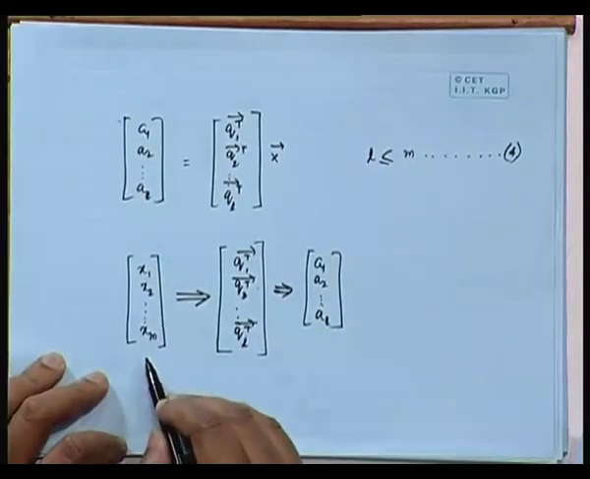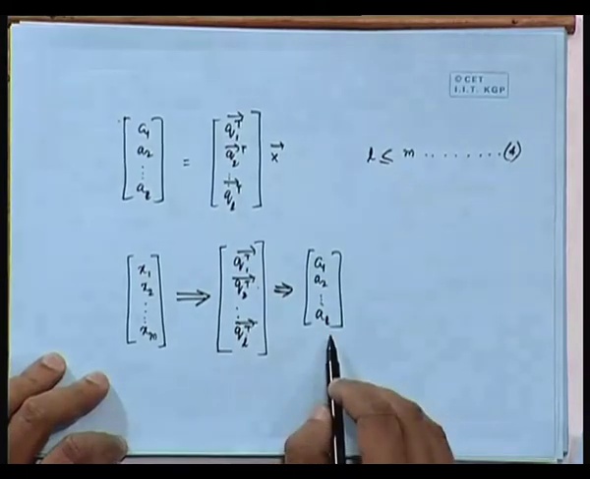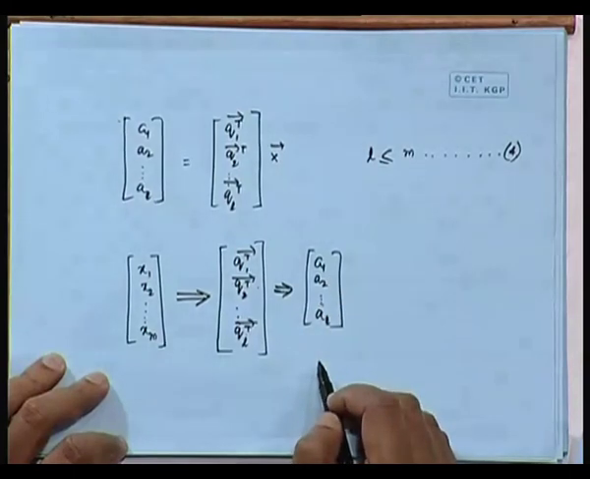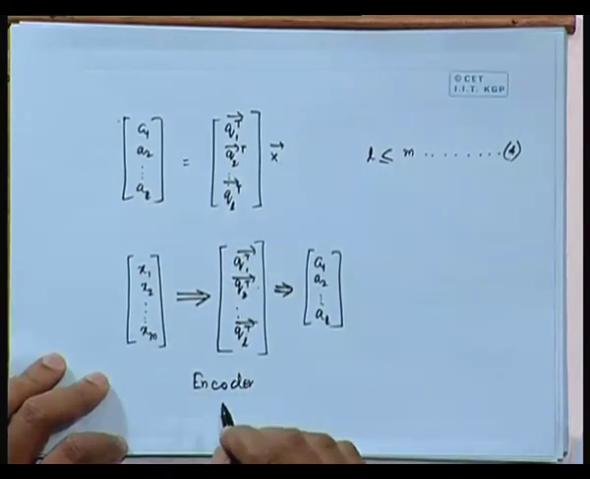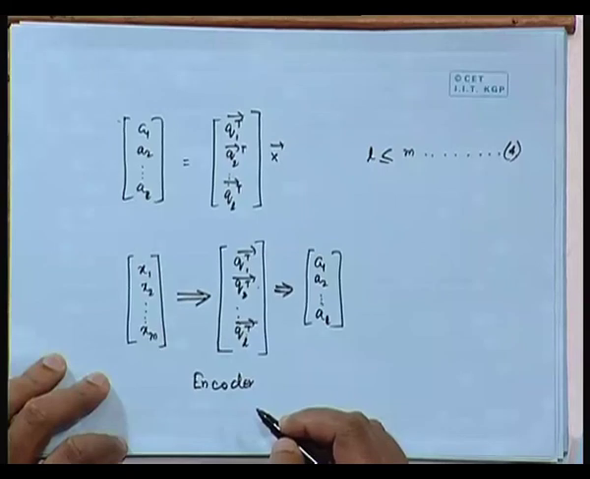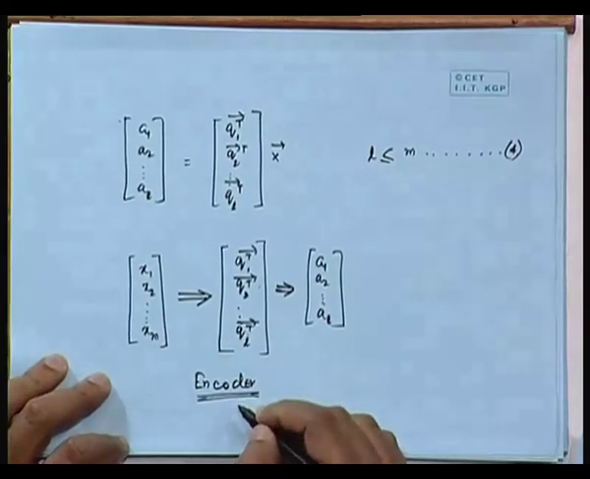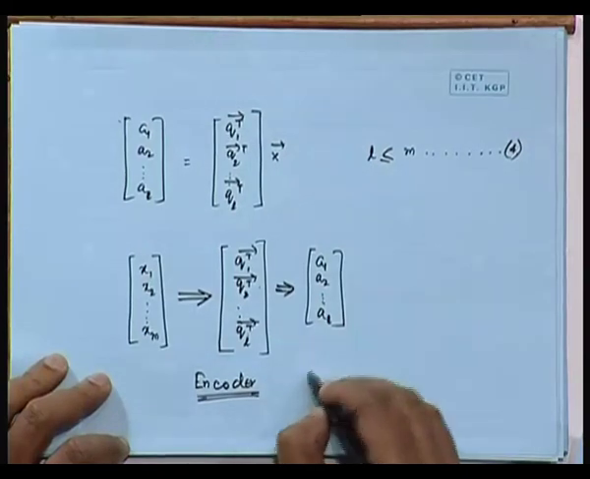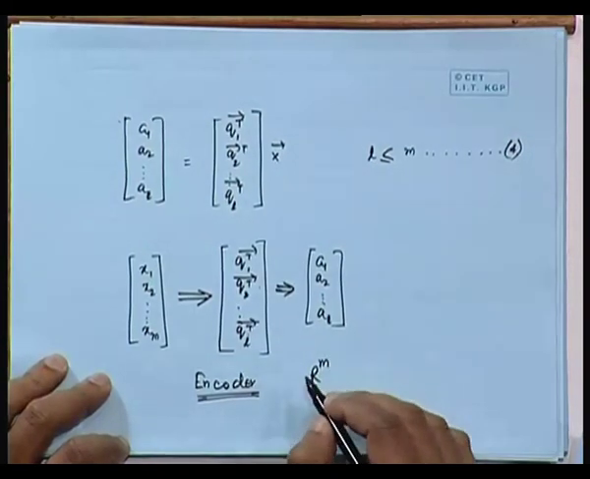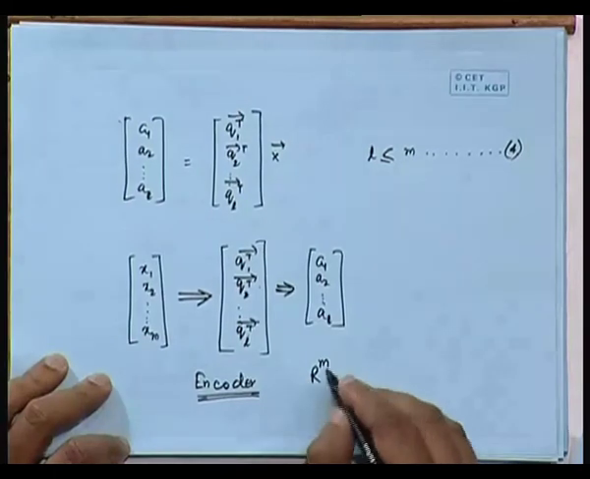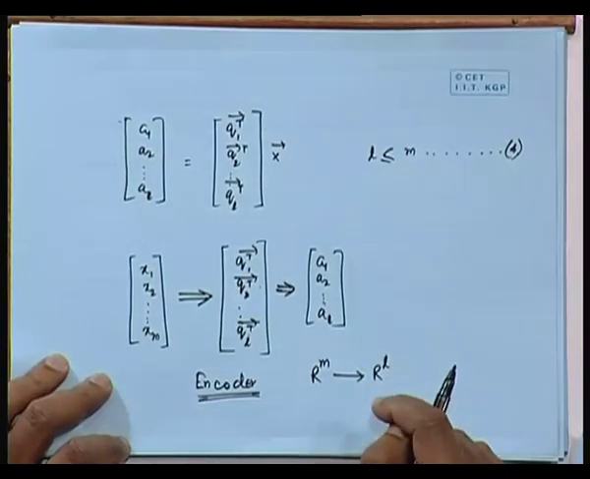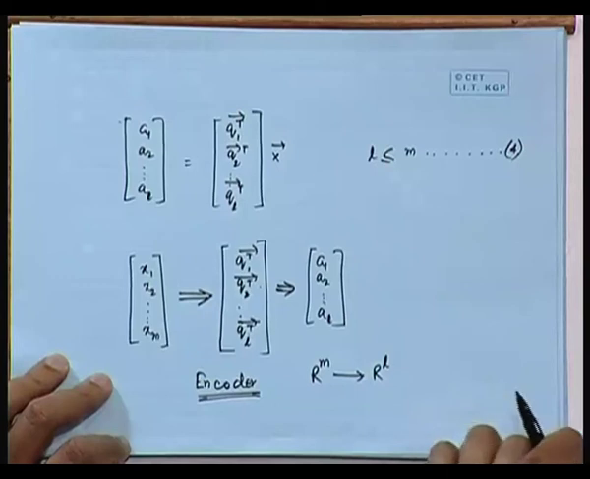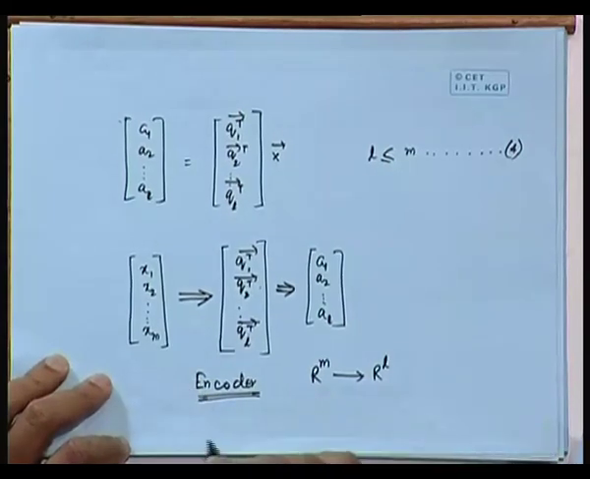So, from an M dimensional input space, we are getting L dimensional A components projections. This much will be done by the encoder. This is our analysis part. The analysis part will be done by the encoder, which basically maps the M dimensional input space, we call it R^M, into R^L space. So this is the M to L dimensional transformation being done by the encoder.